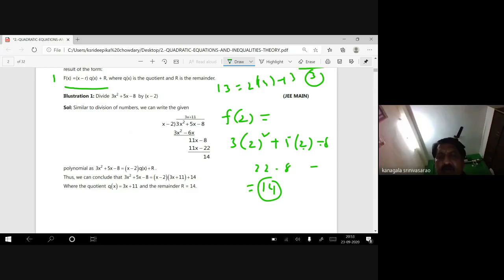The division algorithm is the first important thing for JEE Mains. Once it is given in JEE Mains, you may be asked to find the remainder or the quotient when this expression is divided by x minus 2.